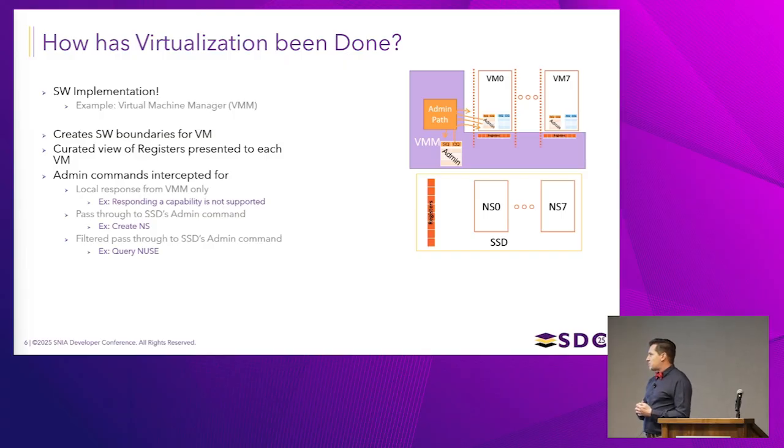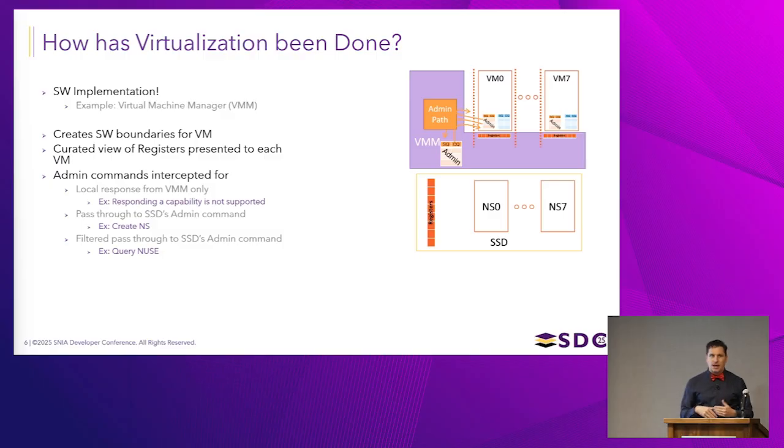For example, responding that there's a capability not supported, even though maybe the underlying SSD does have it, but perhaps it's not available in the whole fleet. So they pretend like it's never available to this particular VM. Another potential is the admin commands get passed through.